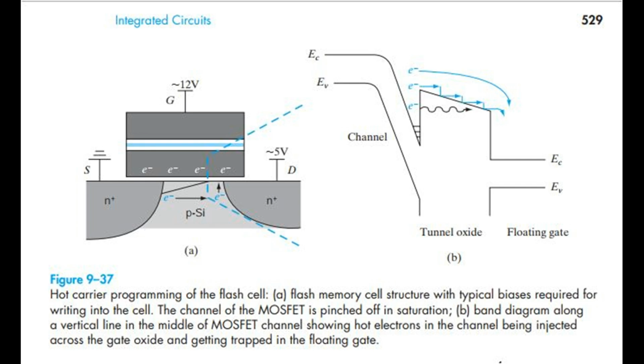Figure 937: Hot carrier programming of the flash cell. A. Flash memory cell structure with typical biases required for writing into the cell. The channel of the MOSFET is pinched off in saturation. B. Band diagram along a vertical line in the middle of the MOSFET channel showing hot electrons in the channel being injected across the gate oxide and getting trapped in the floating gate.